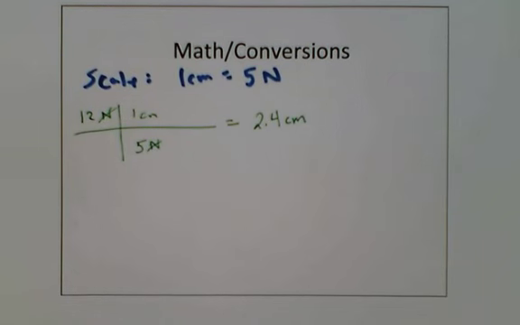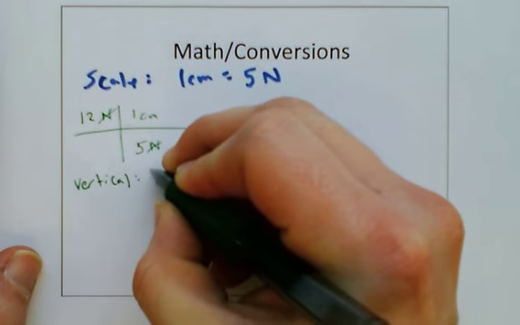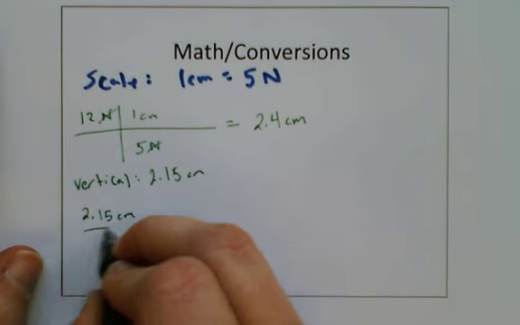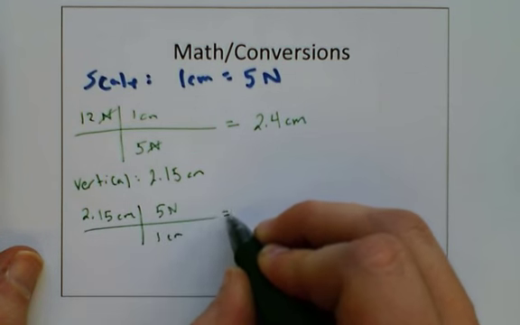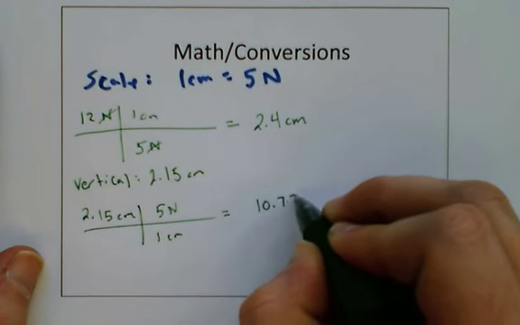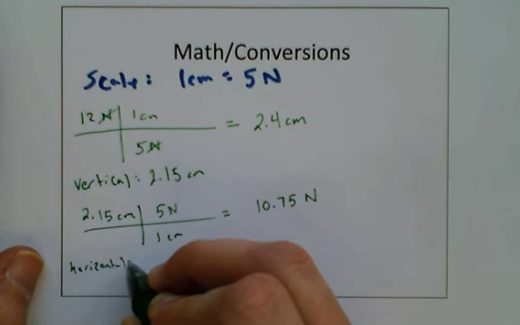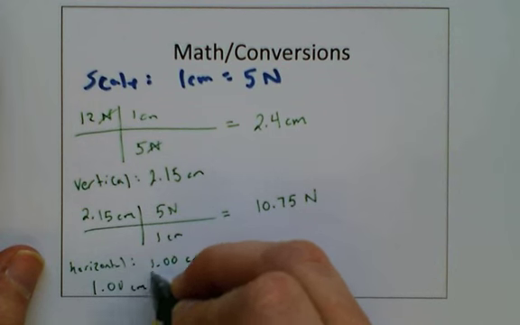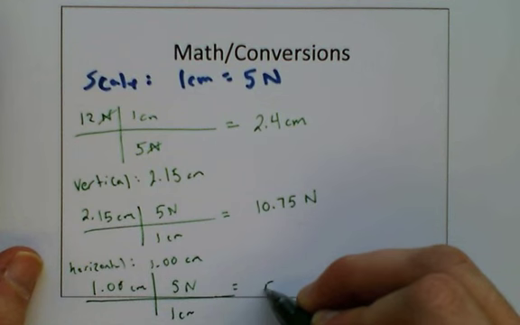Next I go back down to the math part where I can convert those centimeter readings into newtons. So remember that the vertical component was 2.15 centimeters. To convert that, I take 2.15 centimeters, use my conversion factor of 1 centimeter equals 5 newtons, and that comes out to 10.75 newtons. Then for the horizontal, remember that that was 1.00 centimeters. So I can quickly do that conversion, and it's just going to be 5 newtons.